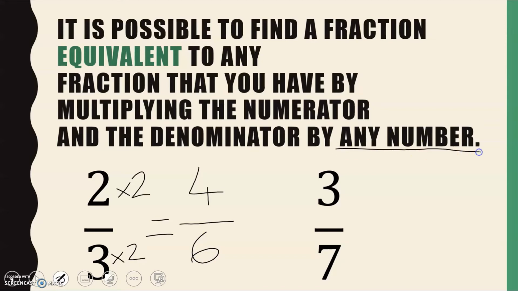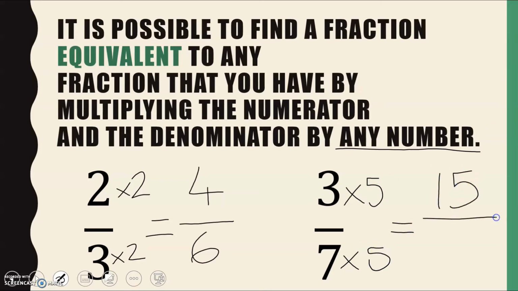I've said here if we multiply by any number, so let's pick our 5 times table. 3 times 5 then, and 7 times 5. Well, 3 fives are 15, and 7 fives are 35. So 3/7 is equivalent to 15/35.